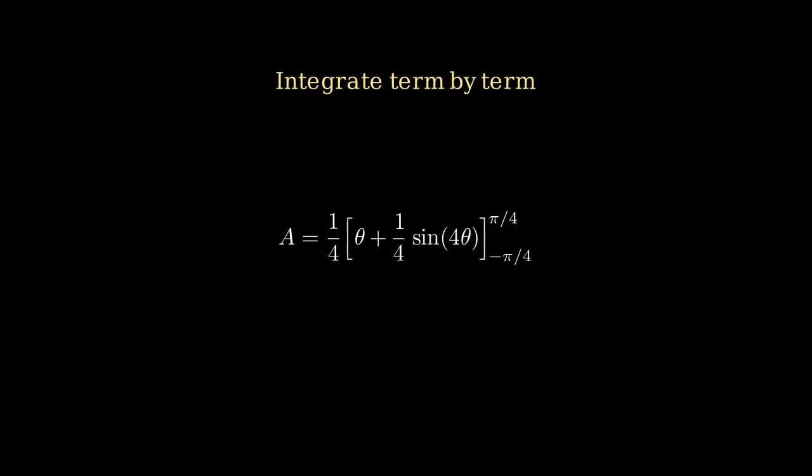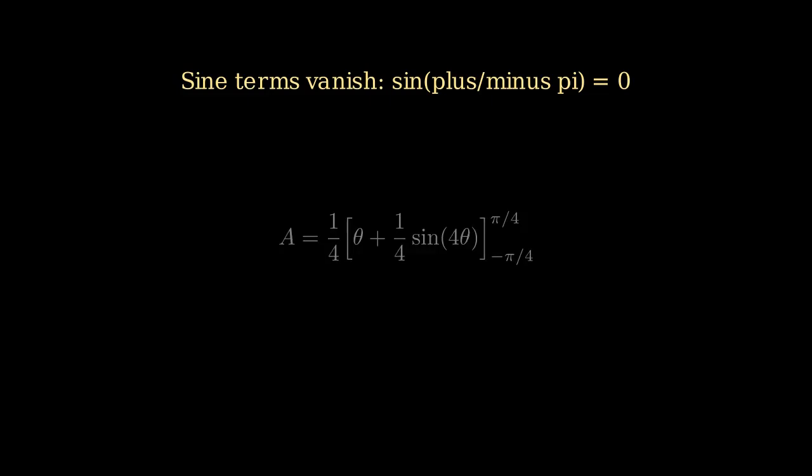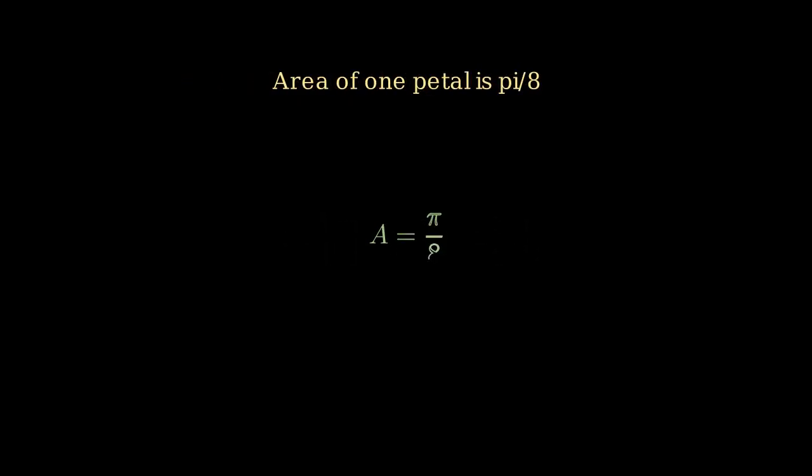Now integrate term by term. The integral of 1 d theta is theta, and the integral of cosine of 4 theta d theta is 1/4 times sine of 4 theta. So we get 1/4 times the quantity theta plus 1/4 sine of 4 theta, evaluated from -pi/4 to pi/4. Plugging in the bounds, the sine of 4 theta terms vanish at both endpoints, since sine of pi and sine of -pi are both 0. What remains is 1/4 times the quantity pi/4 minus -pi/4, which simplifies to 1/4 times pi/2. So the area of one petal equals pi/8.